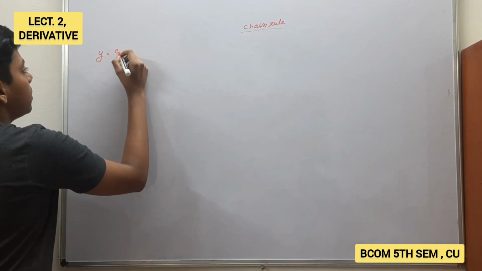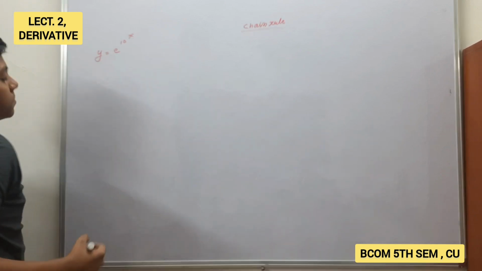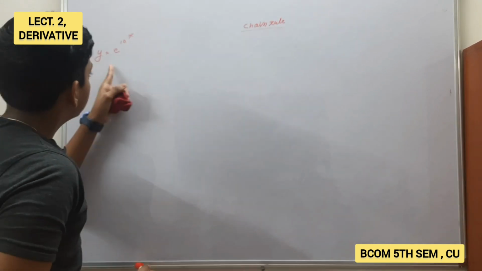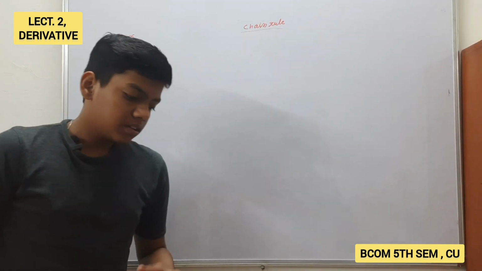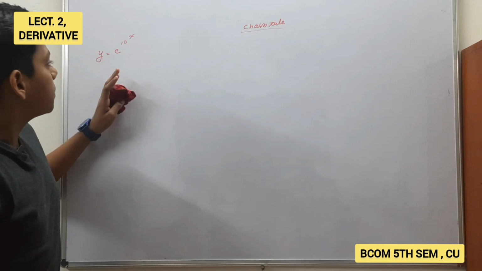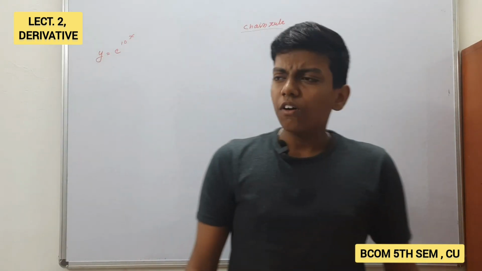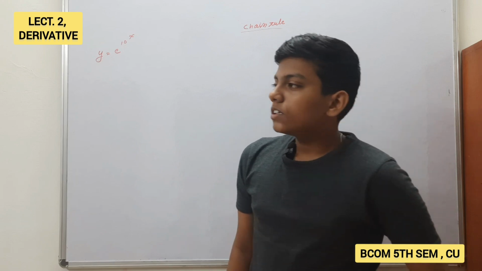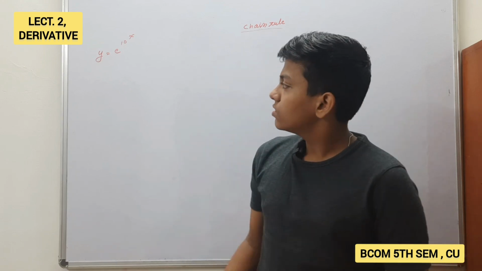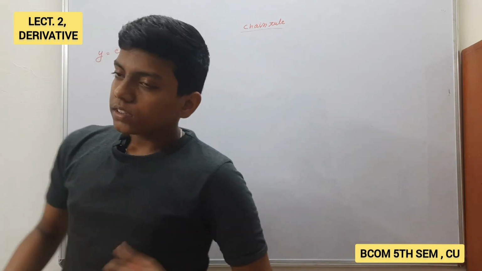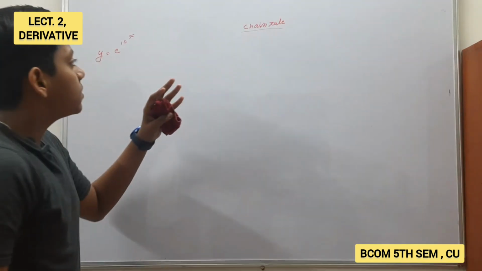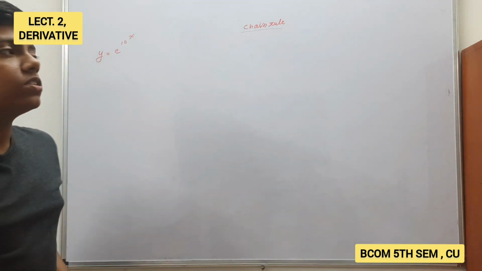Let's say y equals e to the power 10x. Do you have any formula for solving this sum? No, obviously not. As we did yesterday, there was no formula like this. So how to do this? This sum can be solved by a property which is called chain rule.